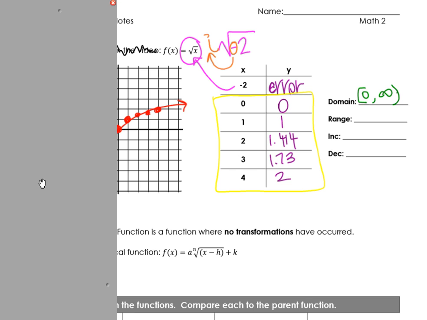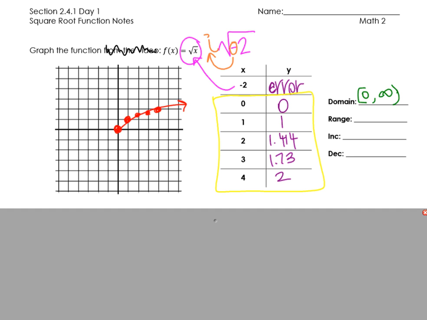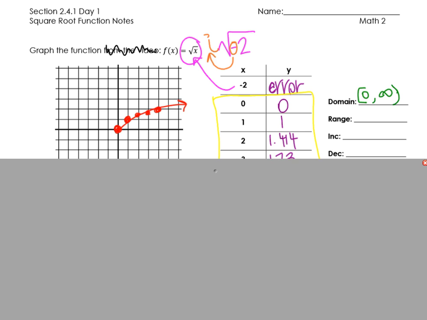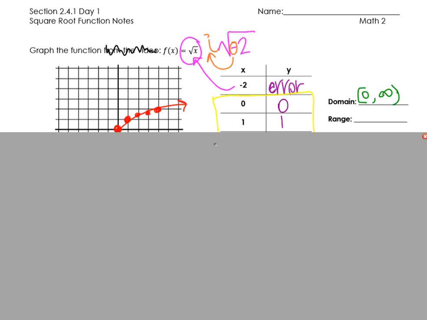Well, remember, range is your y value. So I'm going to do that same thing down here. I have no graph happening. There's literally no possible y value until I get to 0. And if you look at the table, your y values start at 0 and then they get bigger and bigger and bigger. So your range is actually the same thing. It's going to go from 0 to infinity. So remember, domain is all your x's, and range from last year is all of your possible y values.